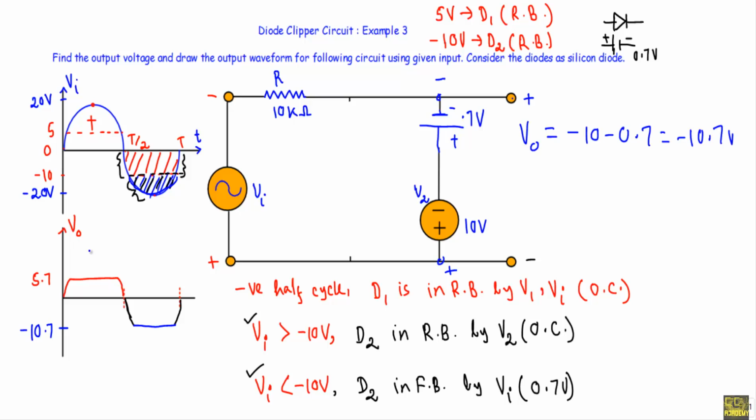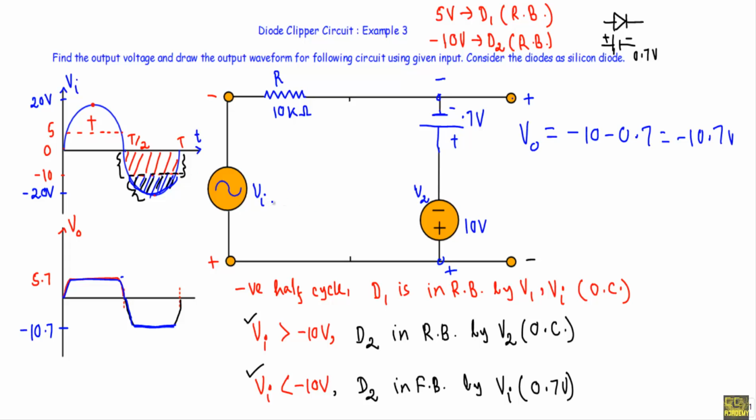And this will be our complete output waveform. From this point to this point, our output voltage will follow the input waveform, and when Vi will be greater than 5 volt, our output voltage will be fixed at 5.7. From this point to this point, our output voltage will follow the input waveform. From this point to this point, our output voltage will also follow the input waveform. When Vi will be less than minus 10 volt, our output voltage will be fixed at minus 10.7, and from this point to this point, output voltage will be following the input waveform.